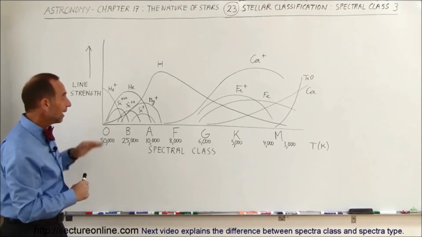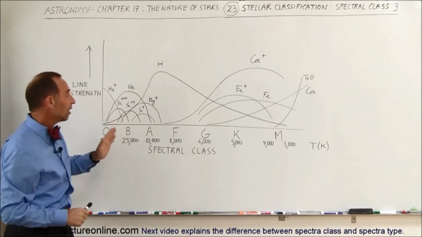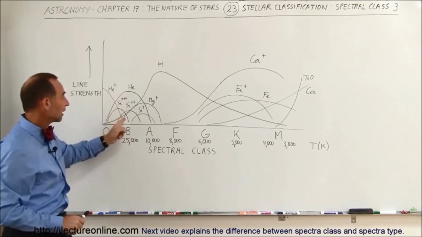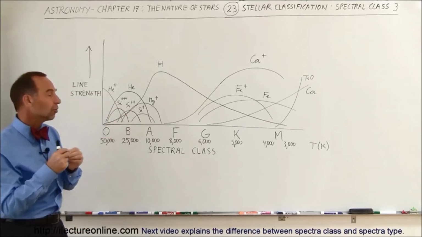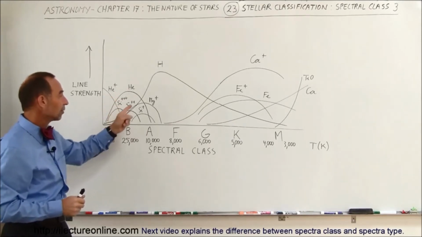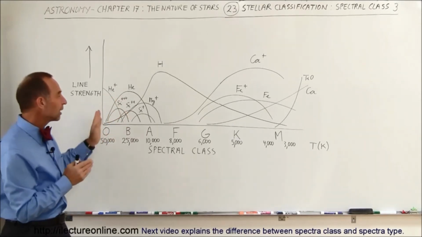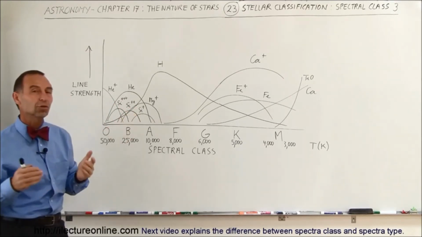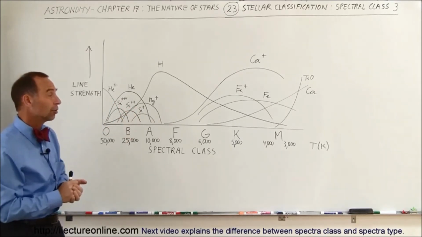So that's how we do that, and this gives us a nice visual representation of which of the electron jumps will become more prominent in the spectral lines as the surface temperature of the star cools down. By doing a combination of looking for these various jumps in these various wavelengths, we can actually see how the determination can be made, looking for the particular class of stars.